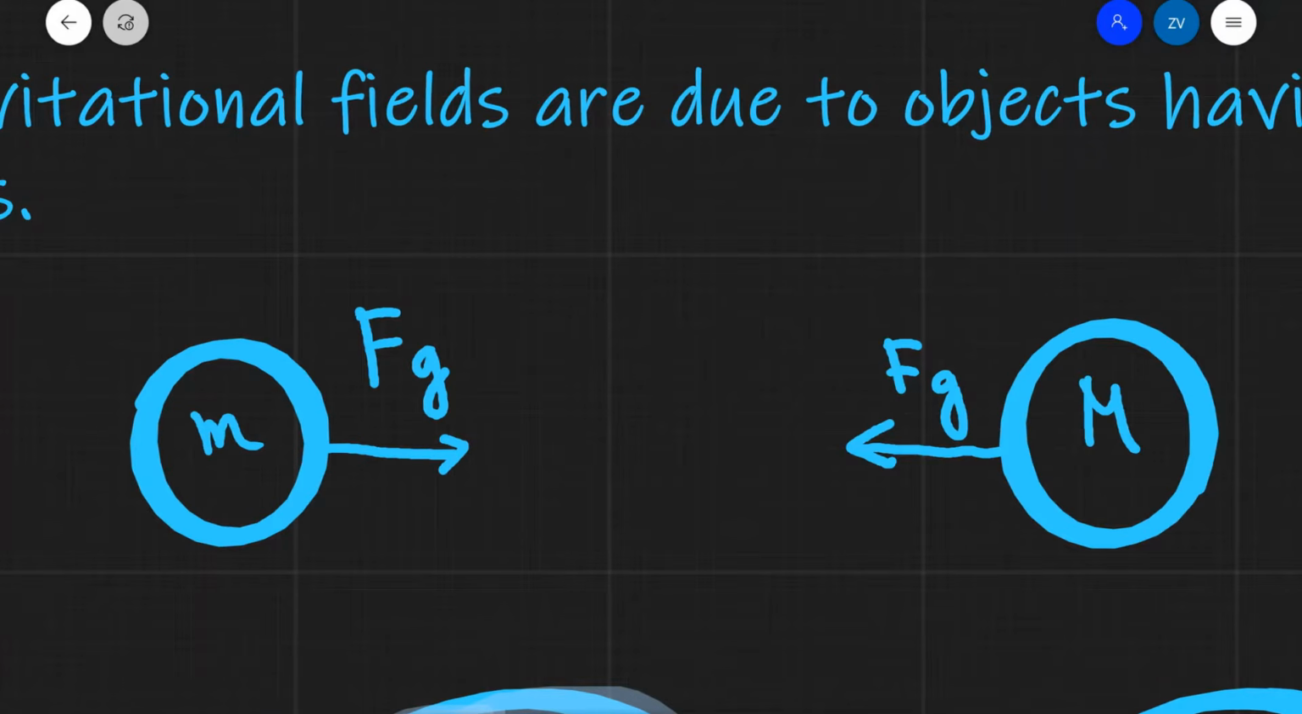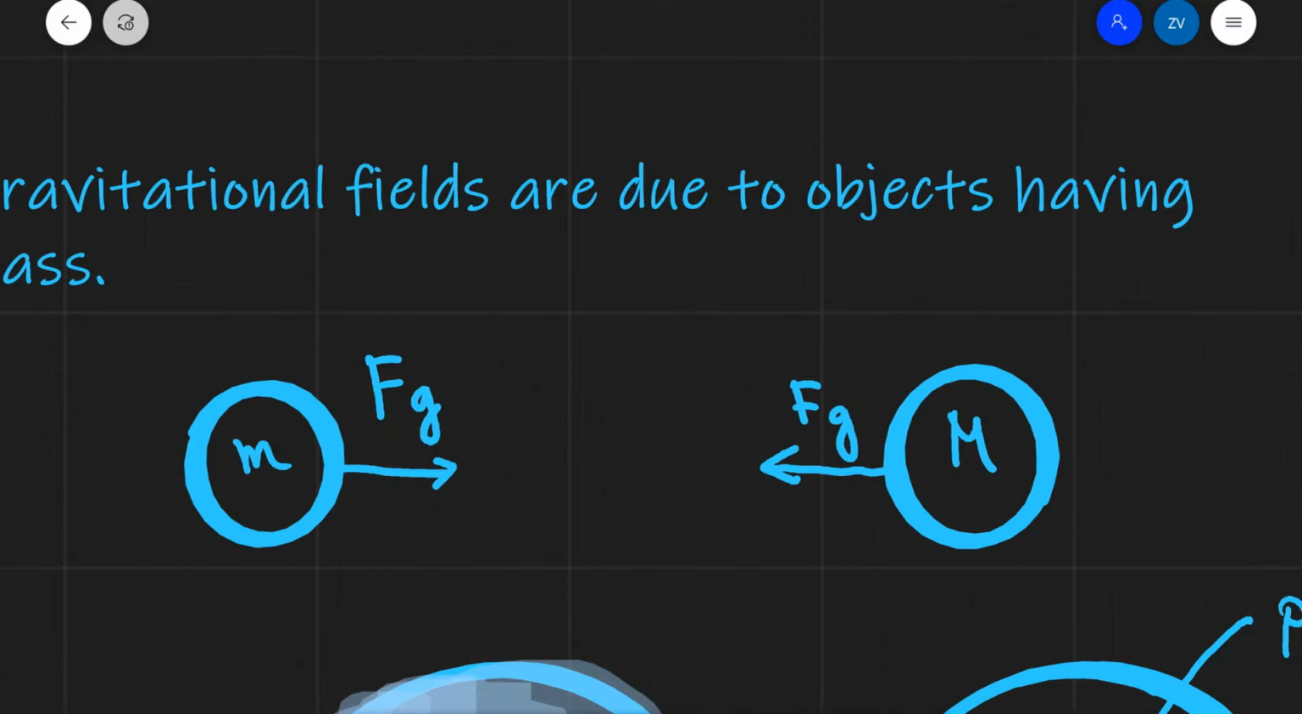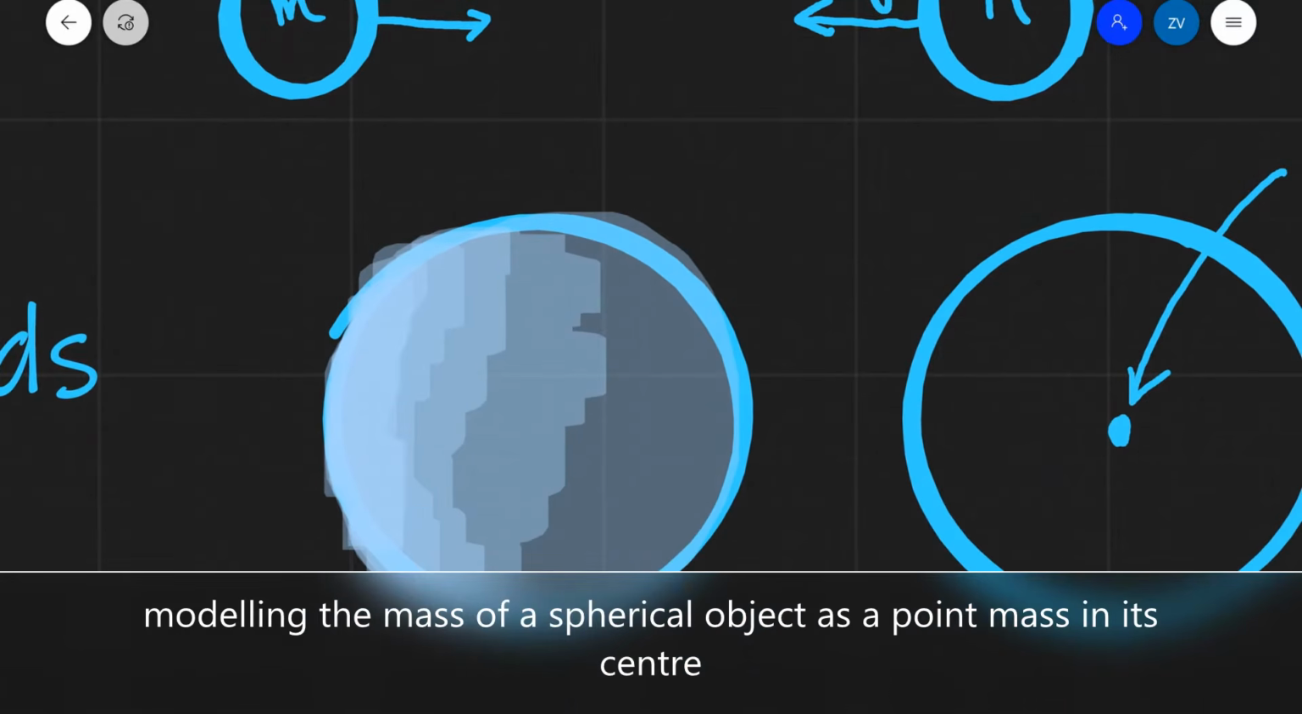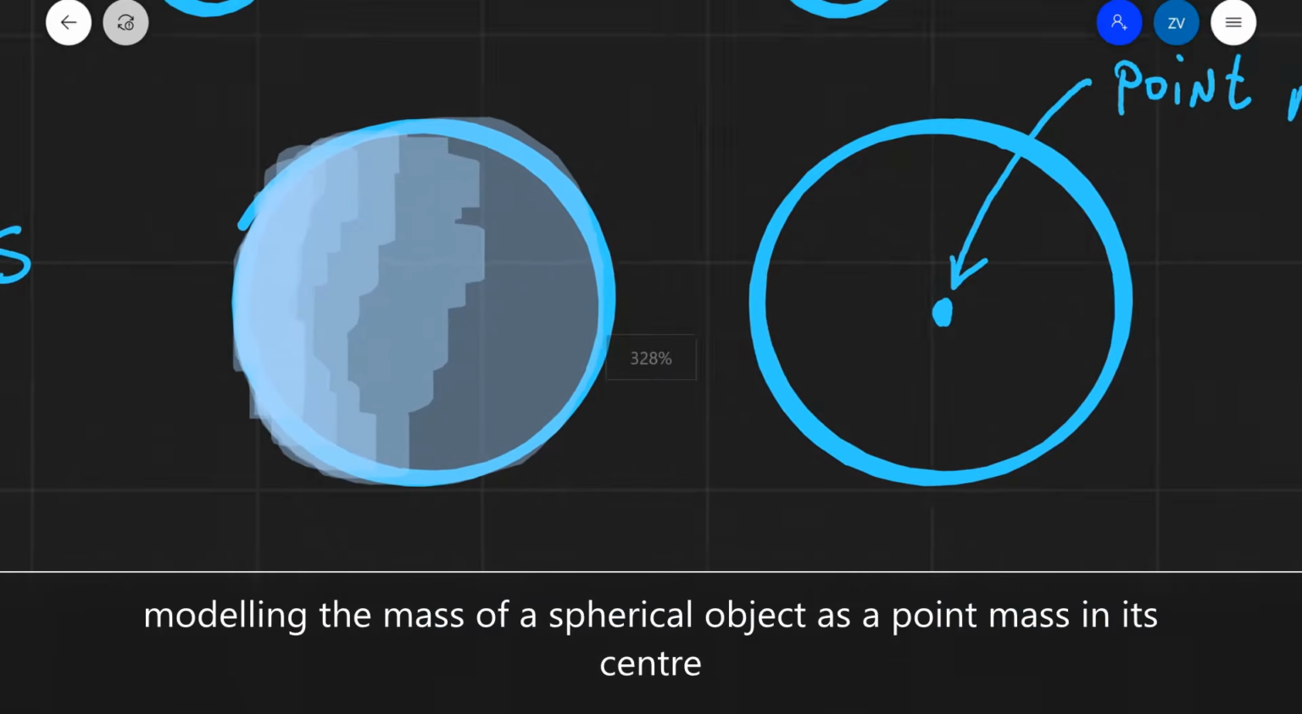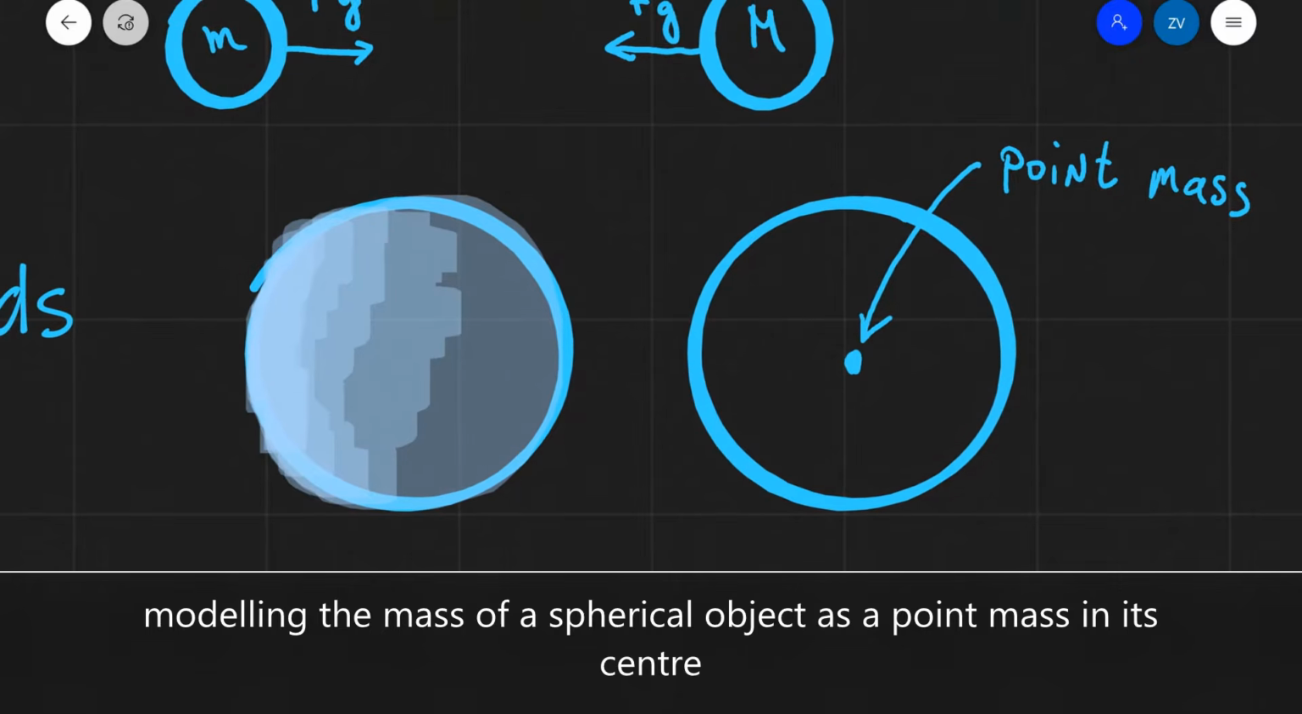Now, also throughout the gravitational fields topic in A-level physics, very often we model spheres as having all of their mass concentrated in a point mass at the center of the sphere. And we are going to be doing this in quite a few equations throughout this topic.